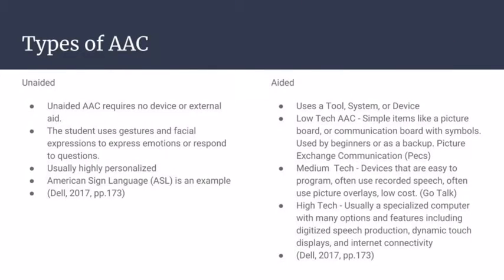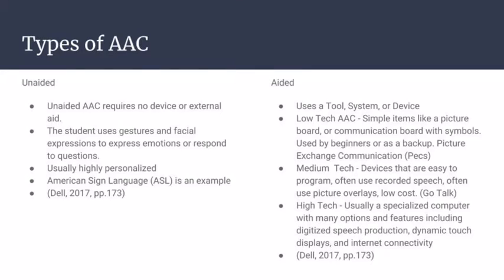There are many types of AAC. Unaided AAC requires no device and can be as basic as gestures and facial expressions. Unaided AAC is usually highly personalized, and an example includes American Sign Language. Aided AAC involves a tool, system, or device. There are three types: low, medium, and high.